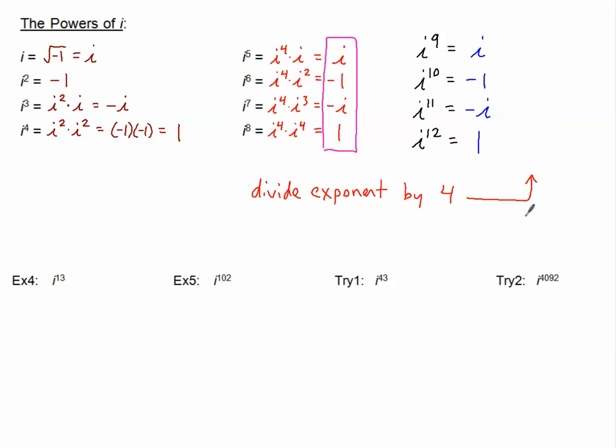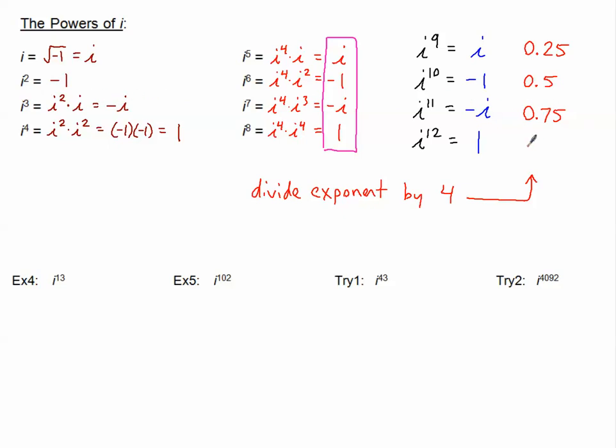If we divide by 4 and we get a decimal of 0.25, that means there's 1/4 left over, and that would be equal to i. If we get a decimal of 0.5, that's 2/4, and that must mean that ultimately we're talking about i squared, which would be negative 1. If we divide our exponent by 4 and we get a decimal of 0.75, that's 3/4, and then we're in the i cubed slot, which is negative i.